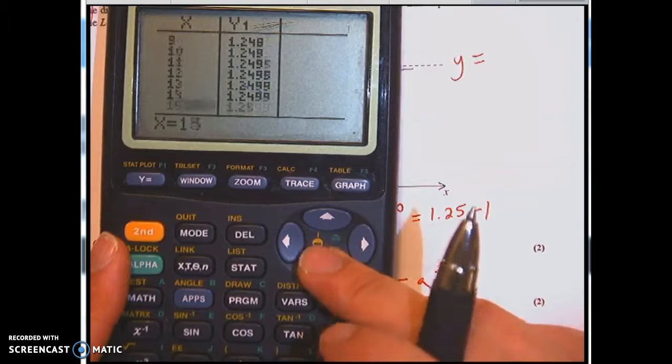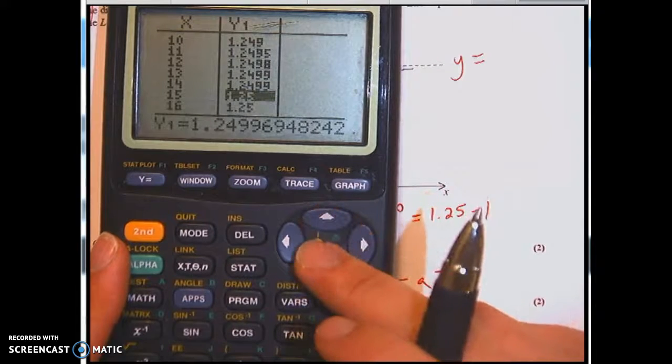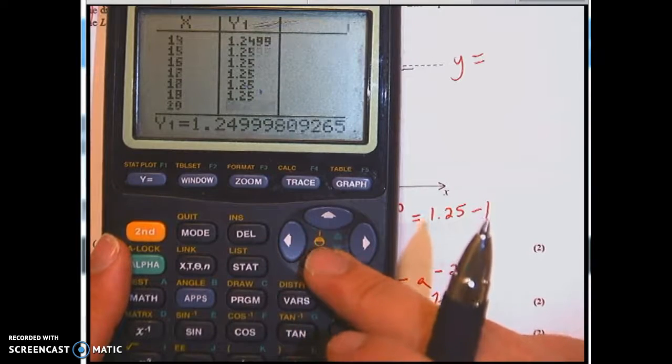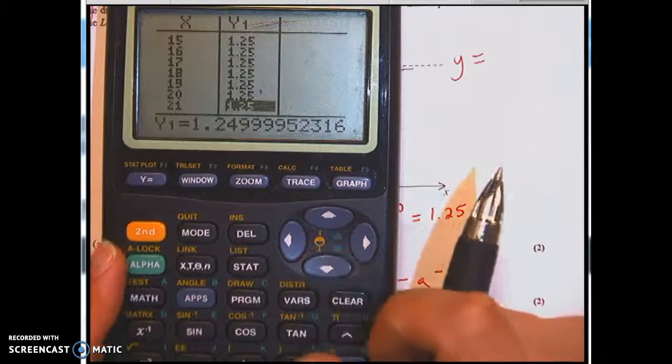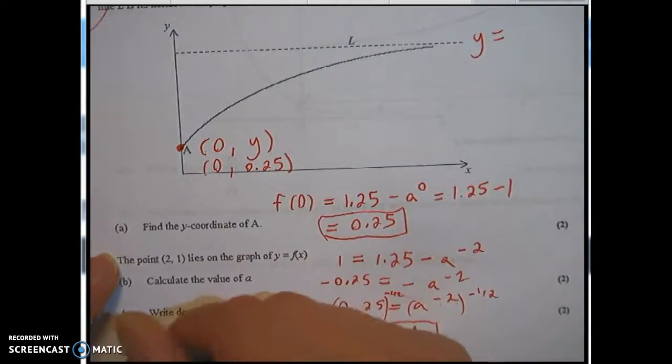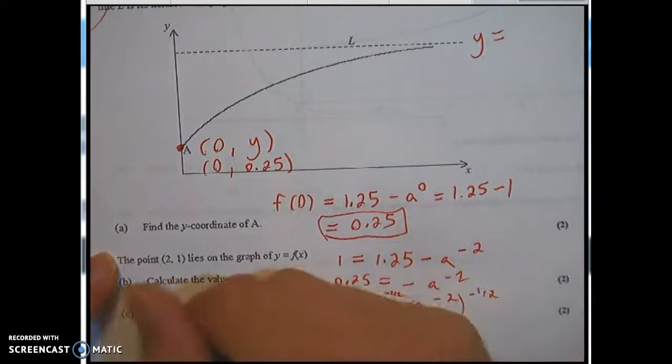You can keep on going. It's going to get real close. Now, it looks like it's at 1.25 here, but your calculator's just rounding. If you actually keep going down, you'll see this thing's getting closer and closer to 1.25, but it's not actually getting there. So the equation of L is y equals 1.25.